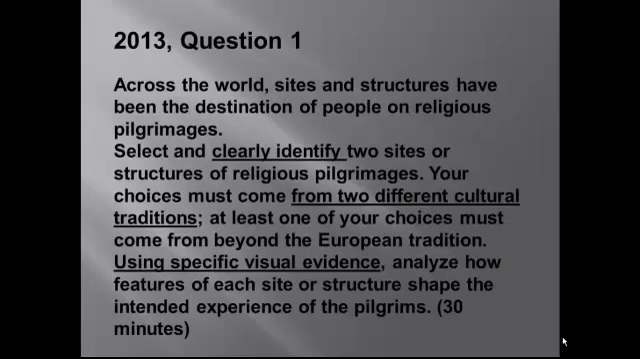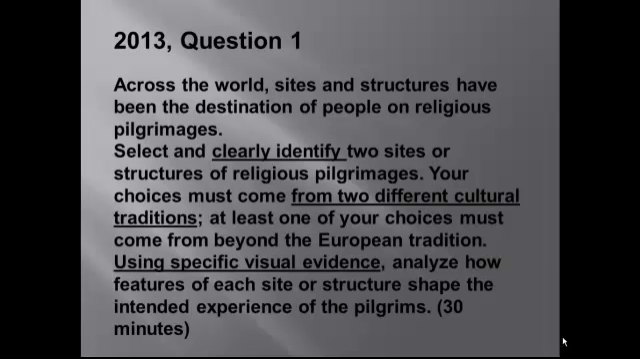Okay. Moving on to the specific test. Here's question 1, the cultural context question. And by the way, this one has appeared more than once in the past. It won't appear next year, but a short essay version of it really could appear in your test. So across the world, sites and structures have been the destination of people on religious pilgrimages. Select and clearly identify it. That means as much information as you can give, title, place, time, etc.